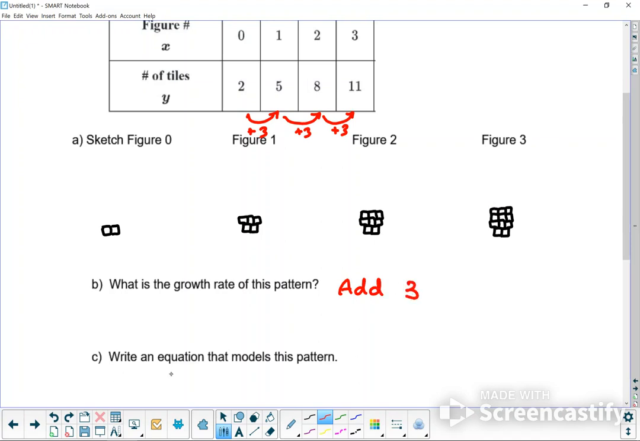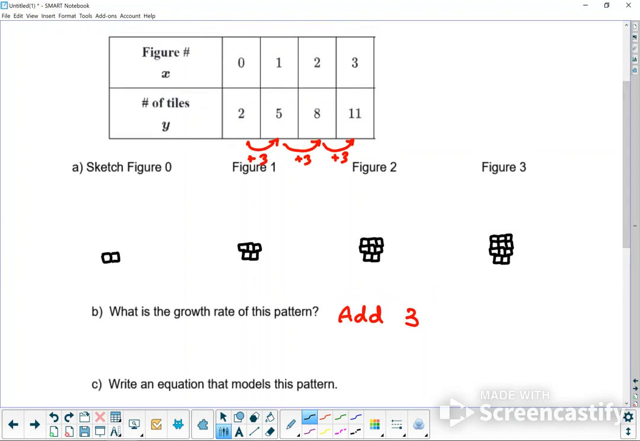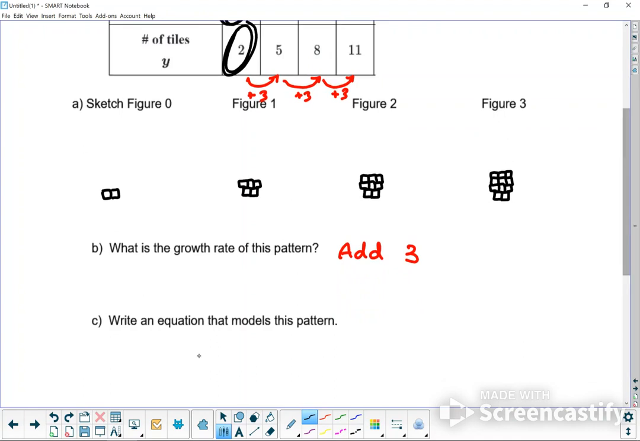Write an equation. Some of you may remember what I talked about the other day: because it's adding the same amount, it's a linear growth. That means we can start with figure 0, and figure 0 has 2 tiles. So that's where we start. So the equation should be y equals, or if you want to be fancy, you can use f of x because we just learned function notation. So y equals, and then we start with 2, and then we're adding 3 every single time. So we don't just put plus 3, it's going to be 3x. The 3x stands for 3 for every single time we add.